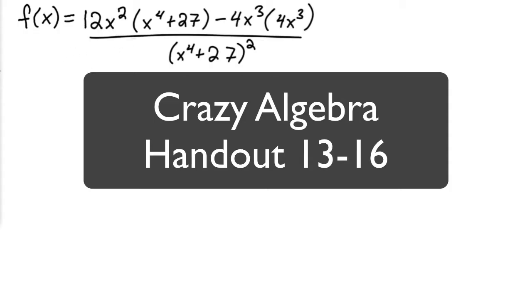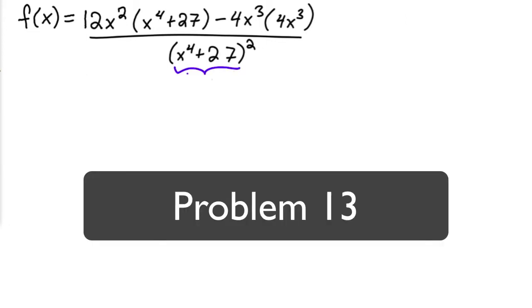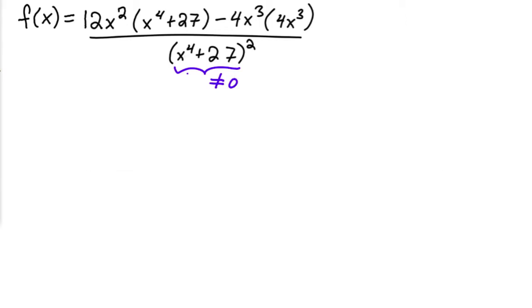Okay, so we're trying to find where this function doesn't exist and where it's equal to 0. Notice that the denominator, x to the fourth plus 27, can never equal 0. So if I'm trying to figure out where this whole thing is equal to 0, the very first thing I would do would be to multiply both sides by x to the fourth plus 27 squared, and that would get rid of this.